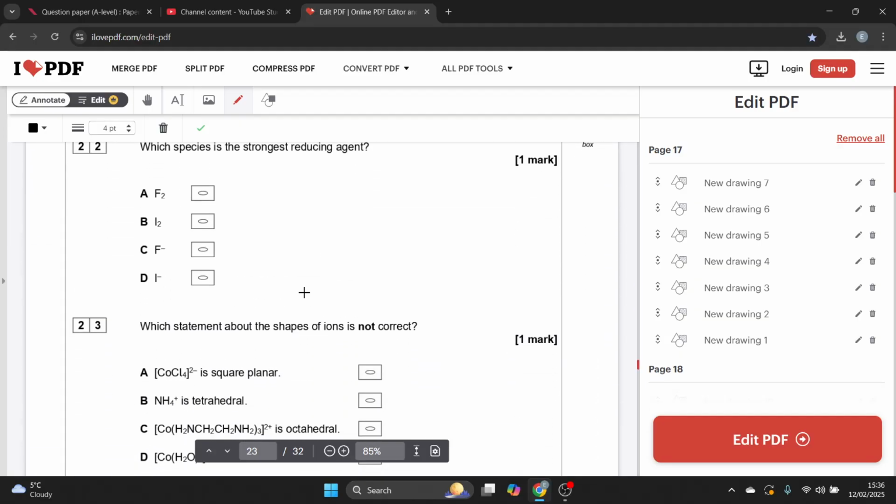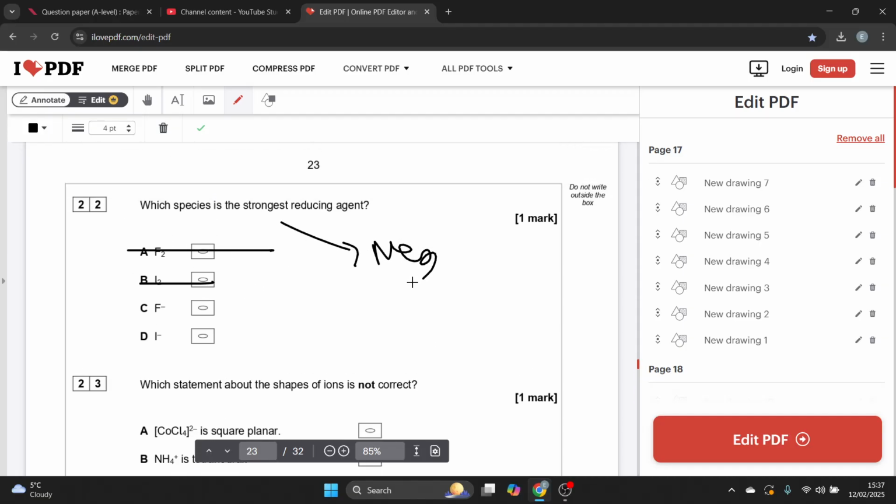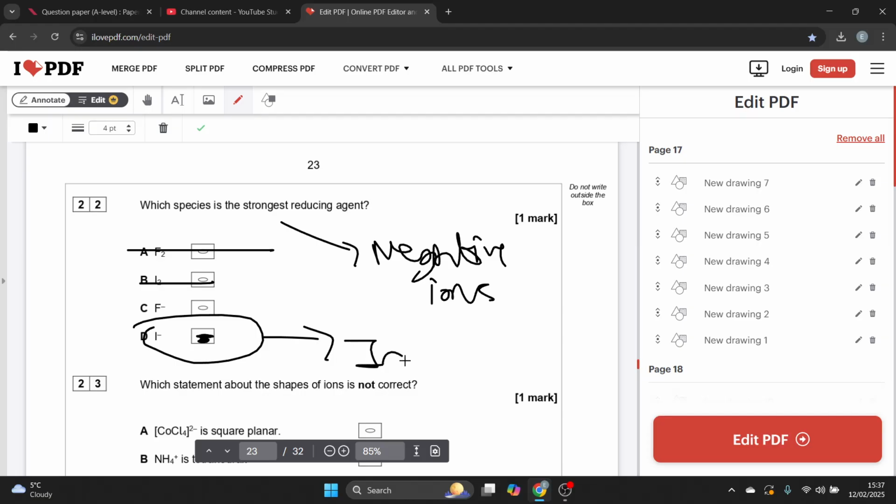Which species is the strongest reducing agent? It reduces, so I'm looking at the negative ions, the reducing agents. If I look at F minus and I minus, which one is further down the group? That's what you have to look at. Iodine is further down the group than fluorine, so it's got to be I minus.